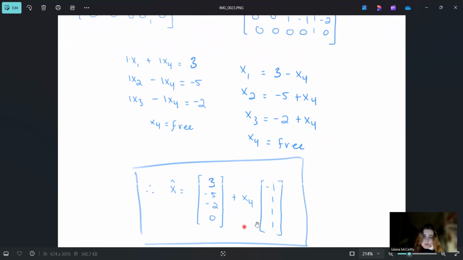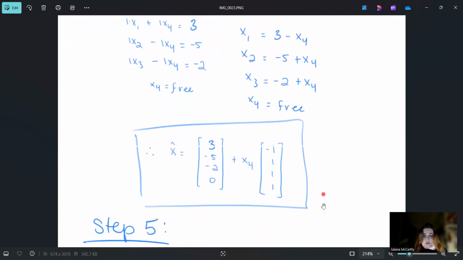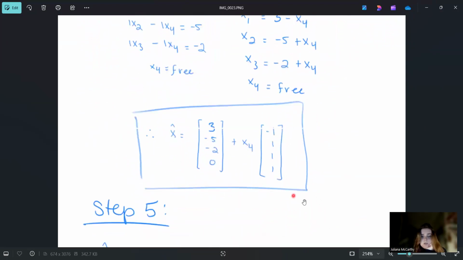So particular solution, general solution. We have solved for x hat. So that's our least squares solution of Ax = b. That's as close as we can get to the real x value. So now we want to find the error between x and x hat.